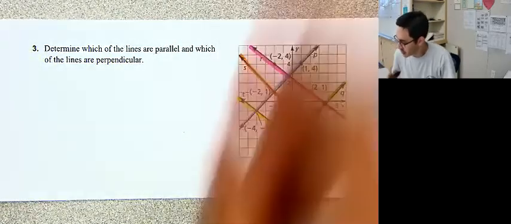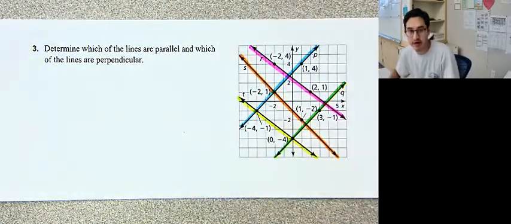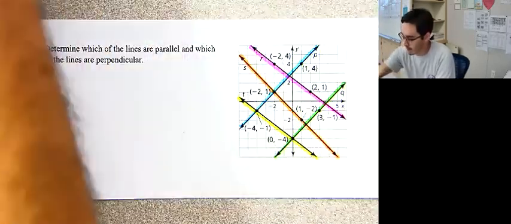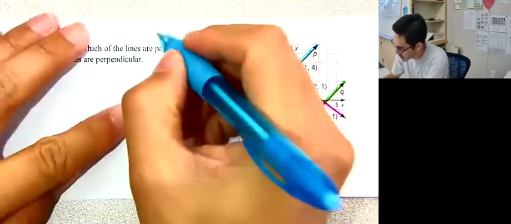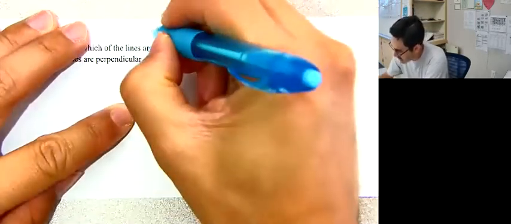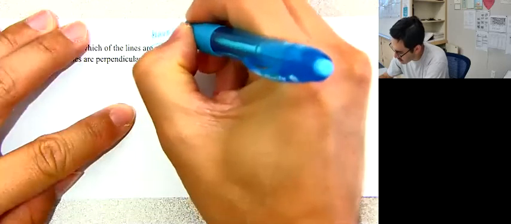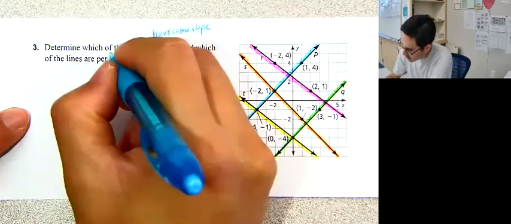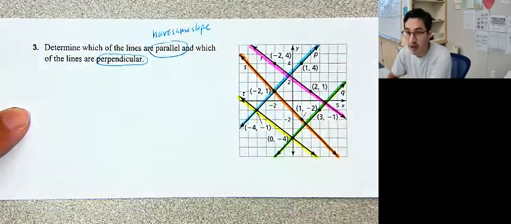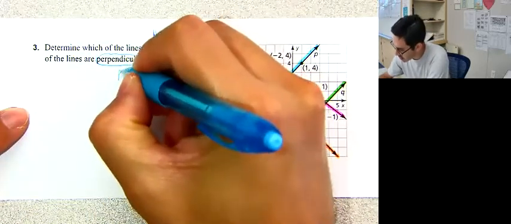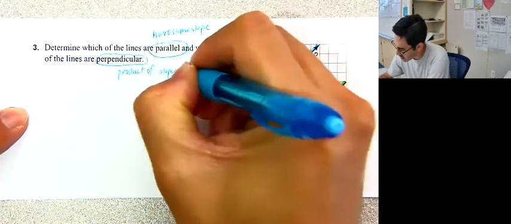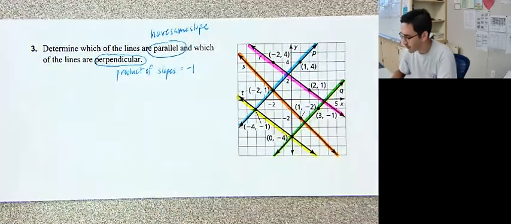All right, so here is our first question. We have a set of 5 lines. We want to determine which are parallel and which are perpendicular. Parallel lines, by definition, have the same slope. And perpendicular lines have slopes whose product is -1. So the product of slopes equals -1.